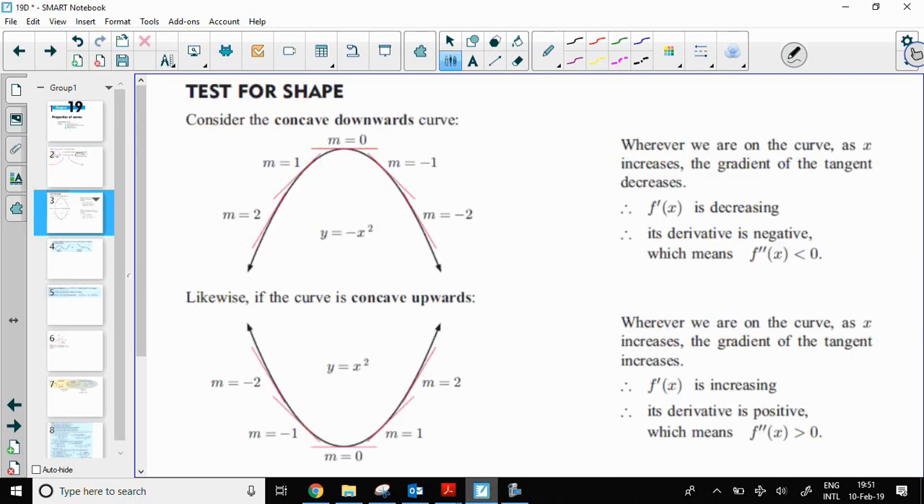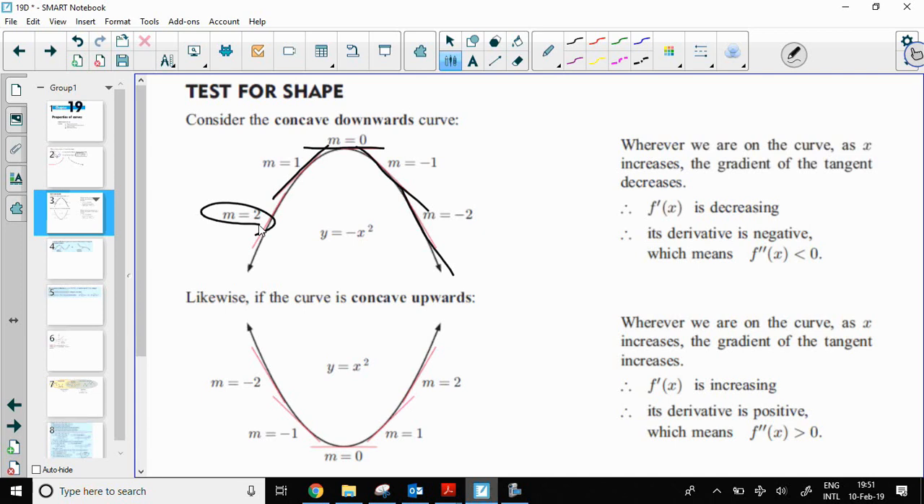Okay, so we want to figure out what the shape is. Let's think for a second before we see what the rule is. If we have a concave down curve, let's look at the slopes of the tangent lines. They start off over here really positive and quite steep, and as we move farther to the left, they'd be even steeper. As we move to the right, they're still positive, but less steep. Eventually they become 0, then negative, and then more and more negative. What that means is that our derivative is decreasing.